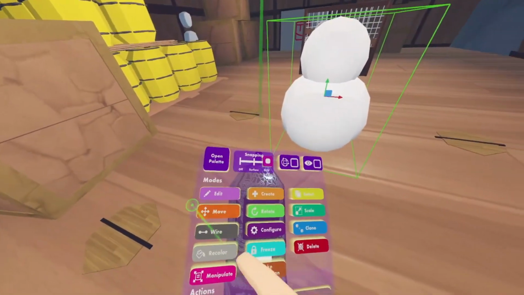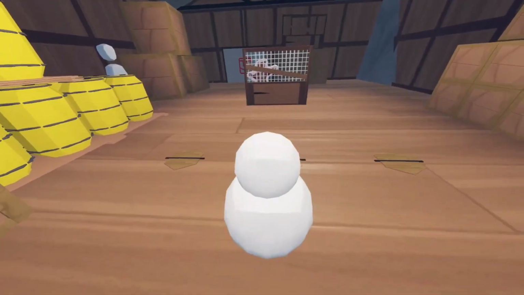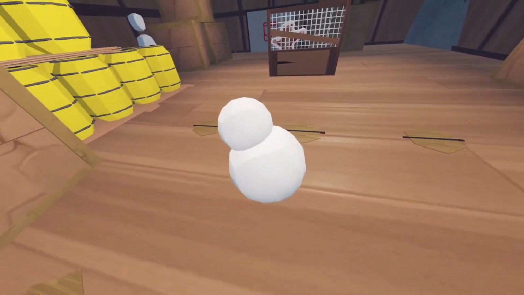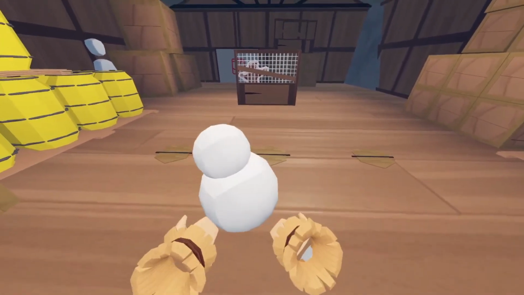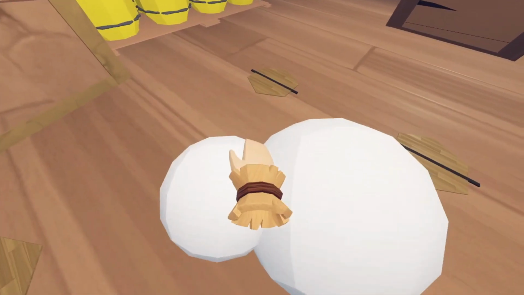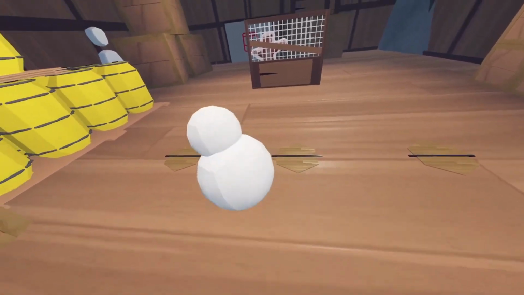Now I'm going to make this physical. As you can see, it stands on its two feet, and if I push it, it will always try to go back to its original position, which is straight. And if we push it again, it will try to go back up.